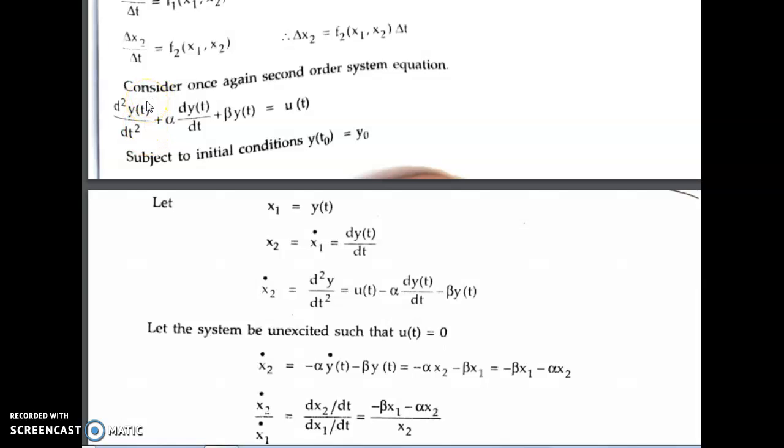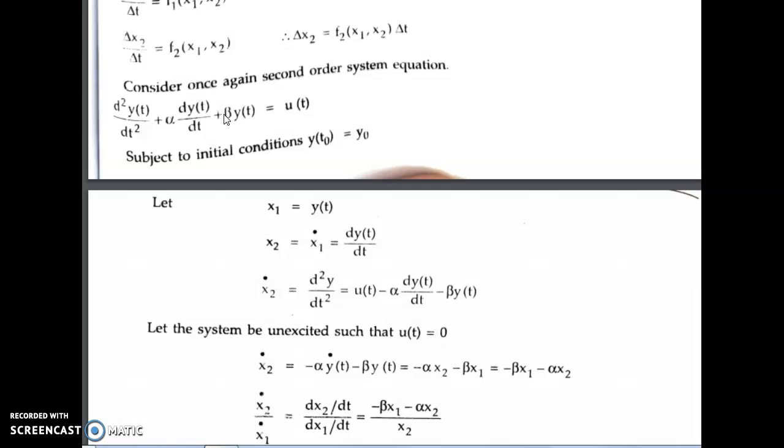Second order example: d square y by dt square plus alpha dy by dt plus beta y is equal to u, meaning y dot, y double dot. You can take any constant equal to the input. Usually the input here we take as a 0 value. Therefore, replace all the y terms with our state variables. After that, write the state equations. Then you have to write the slope.